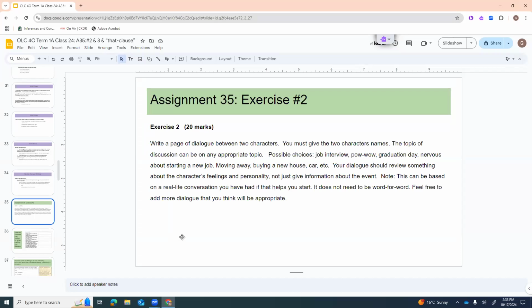Okay, this part is worth 20 marks. You're going to write a page of dialogue between two characters. You must give the two characters names, and the topic of discussion can be any school-appropriate topic.